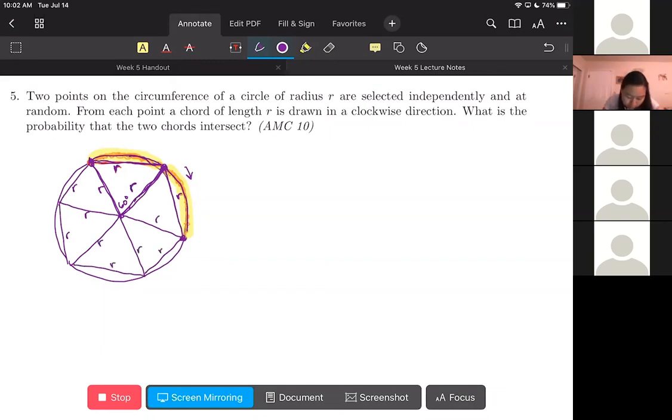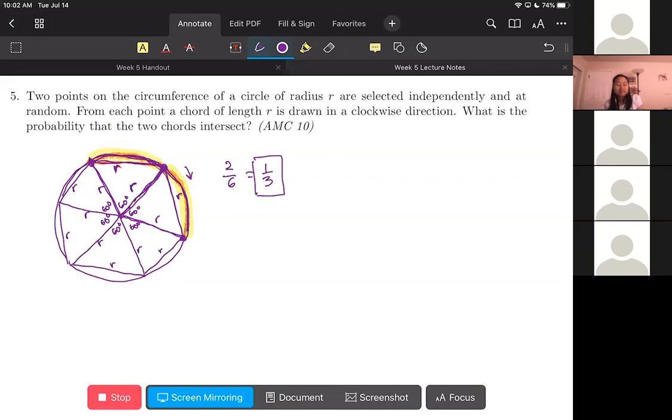Sorry, my drawing's not perfect. Some of them don't look like equilateral triangles, but if the chord lengths were all r, then these are all 60 degrees, and these are equilateral triangles. And so this chord is 1/6 of the circle, and so 2 of these is 2/6, which is 1/3. Awesome. Any questions on this one?